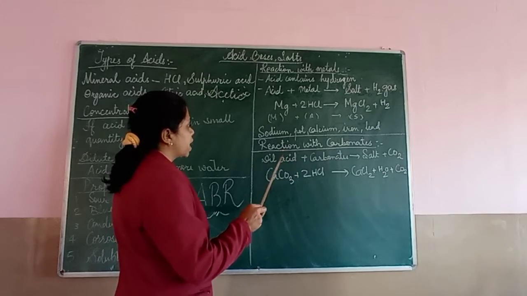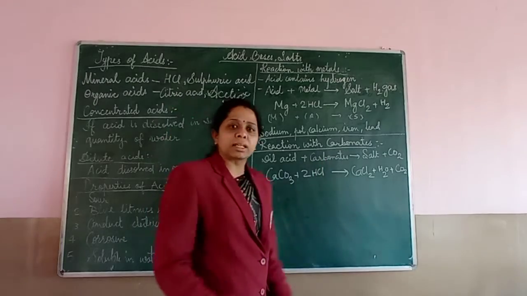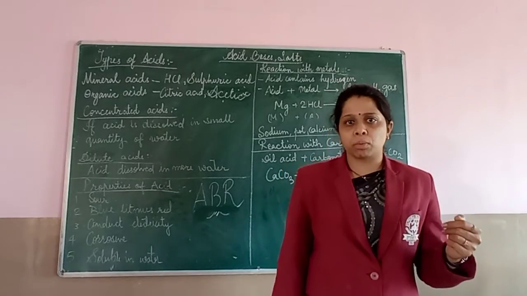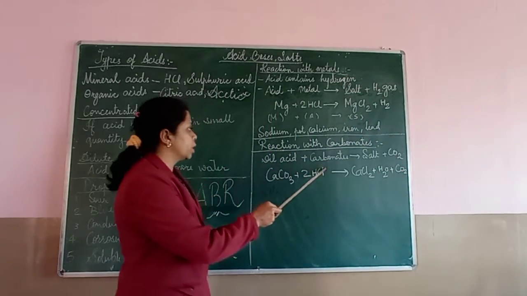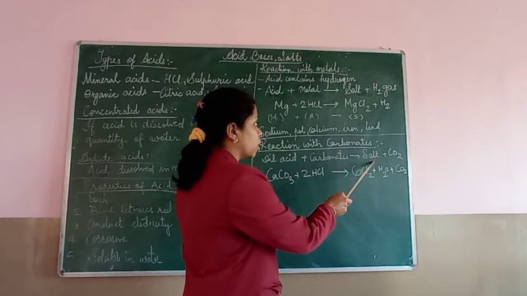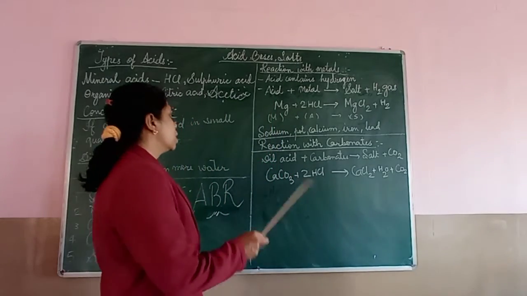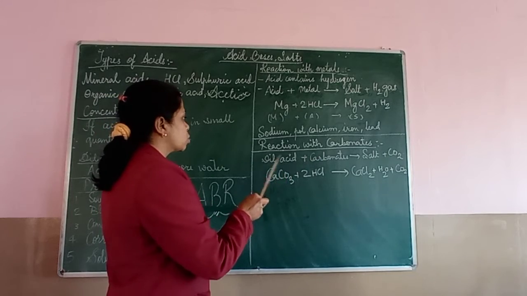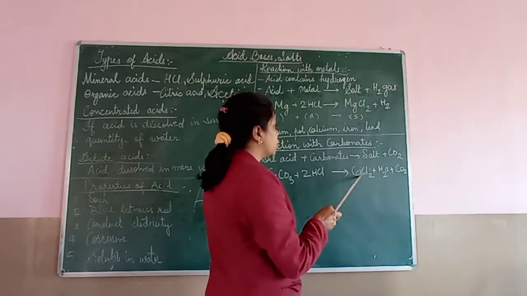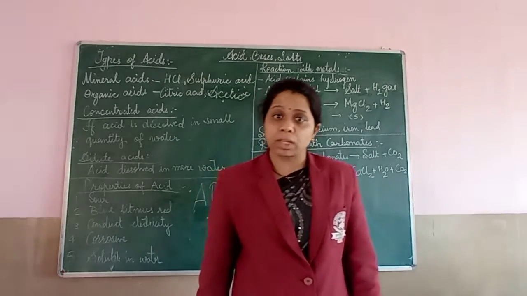Now we see the reaction with carbonates. If a dilute acid reacts with carbonates, it can be any carbonate, it can be sodium carbonate, or even calcium carbonate. So whenever it reacts with carbonate, here also it will form salt, and along with salt, carbon dioxide gas will be given out. Let us take for example, if calcium carbonate reacts with acid, that is hydrochloric acid, then which salt will be formed? Calcium chloride will be formed along with water, and also carbon dioxide.